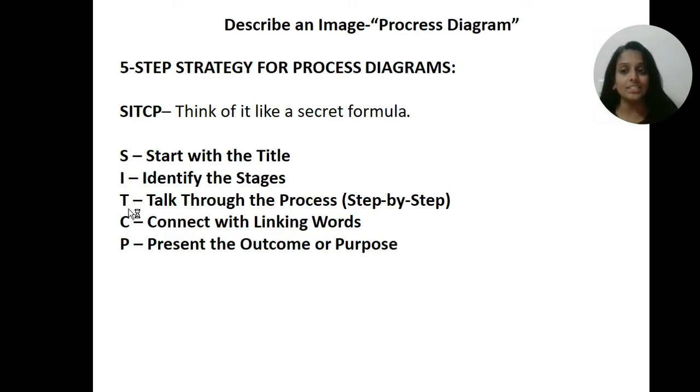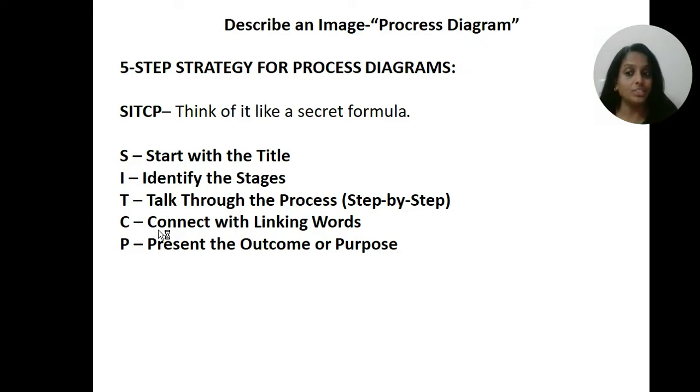The next one, T, stands for talk through the process step by step. This is your core content, right? You can start from the beginning and walk the examiner through it like a tour guide. First, used paper is collected and sorted manually, then it is transported to the recycling center. Right, so you can use these types of examples. You can also use sequence words like first, next, then, after that, finally, in the last stage. Whenever we are explaining a procedure, we usually use sequence words because that helps to understand it in a better way, in a logical flow.